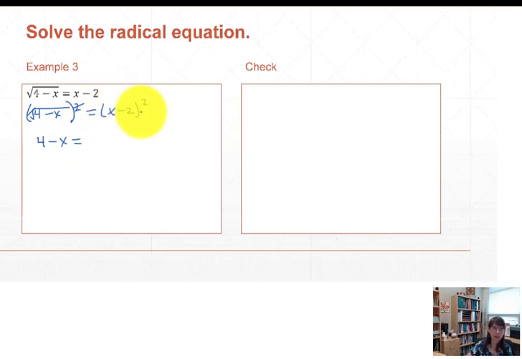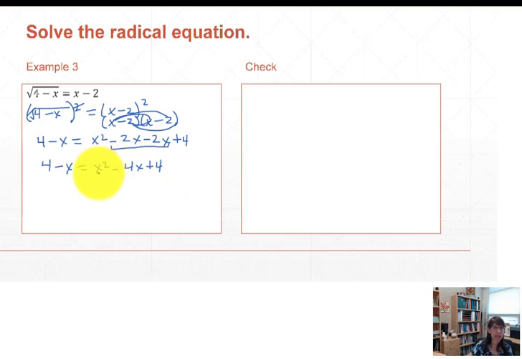However, quantity of x minus 2 means that we have 2 identical quantities. So expand it and then multiply. X times x would be x squared. X times minus 2 is minus 2x. Then distribute. Negative 2 times x is minus 2x. Negative 2 times negative 2 is plus 4. So it looks like I have some like terms to simplify here on the right. 4 minus x is equal to x squared minus 4x plus 4.